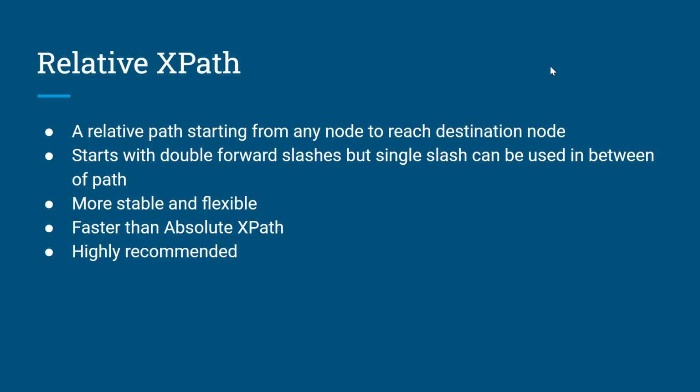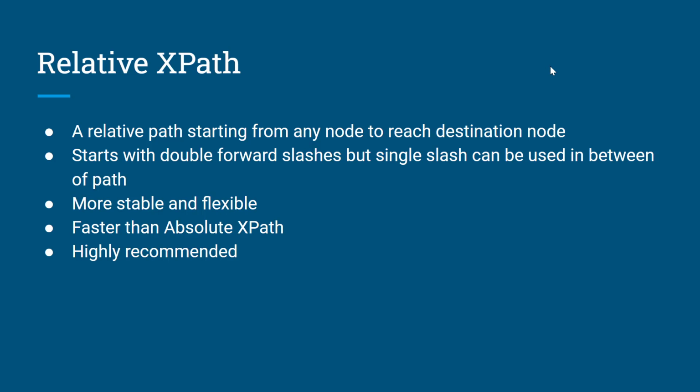It starts with double forward slashes, but a single slash can be used in between paths. When we use a single forward slash, that is the representation of the root node or immediate child node. But when you use two forward slashes, it means look for the element from anywhere, not exactly from the root node. It is more stable and flexible because we are not giving detailed instructions, and it is obviously faster than absolute XPath, and it is highly recommended.